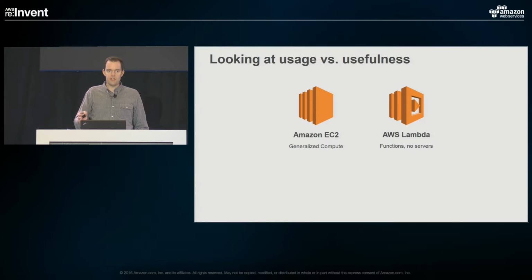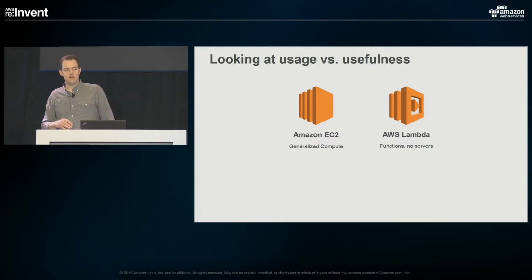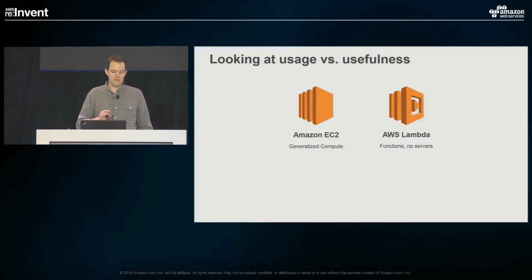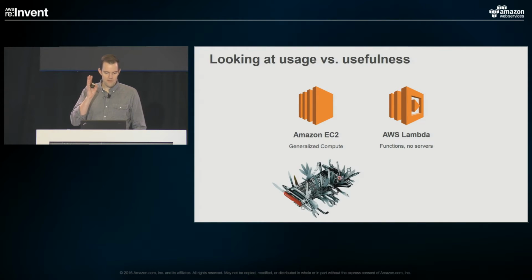So obviously, we all know what EC2 is. Happy birthday, EC2, 10 years old. Generalized compute, useful for lots of different use cases, of course. Lambda, way more specific, purpose-driven functions, no servers, about 2 years old. The picture I always have in my mind is like an infinitely useful Swiss Army knife. I wish this was a real product that I could actually buy on Amazon.com.